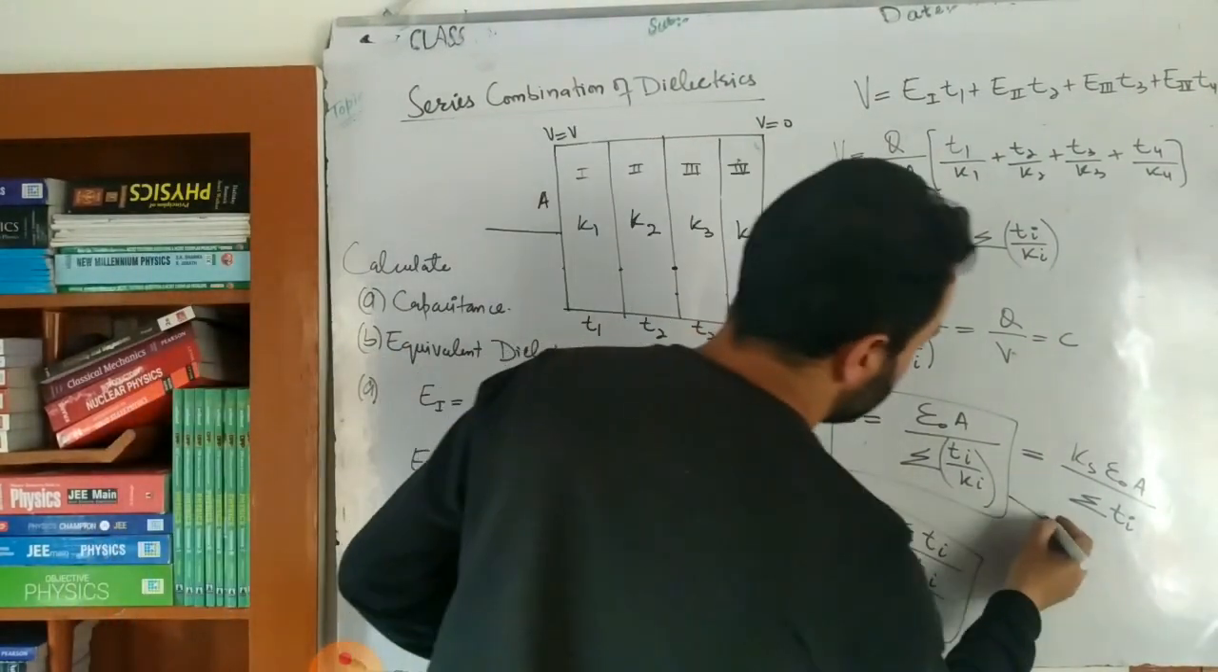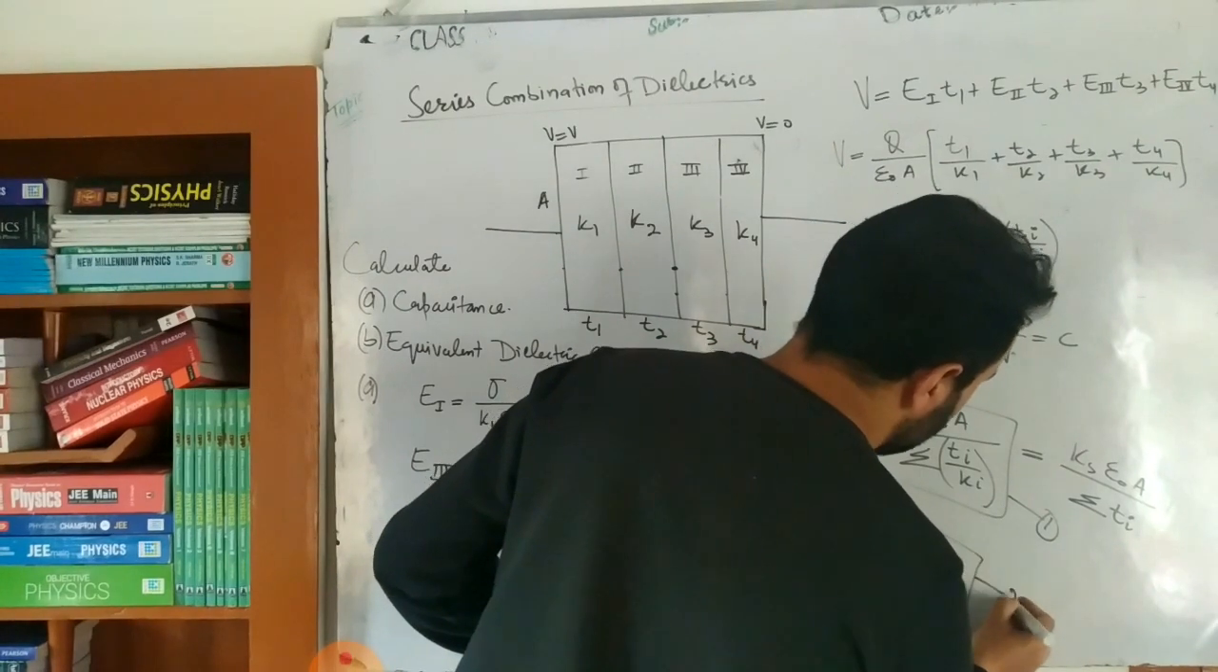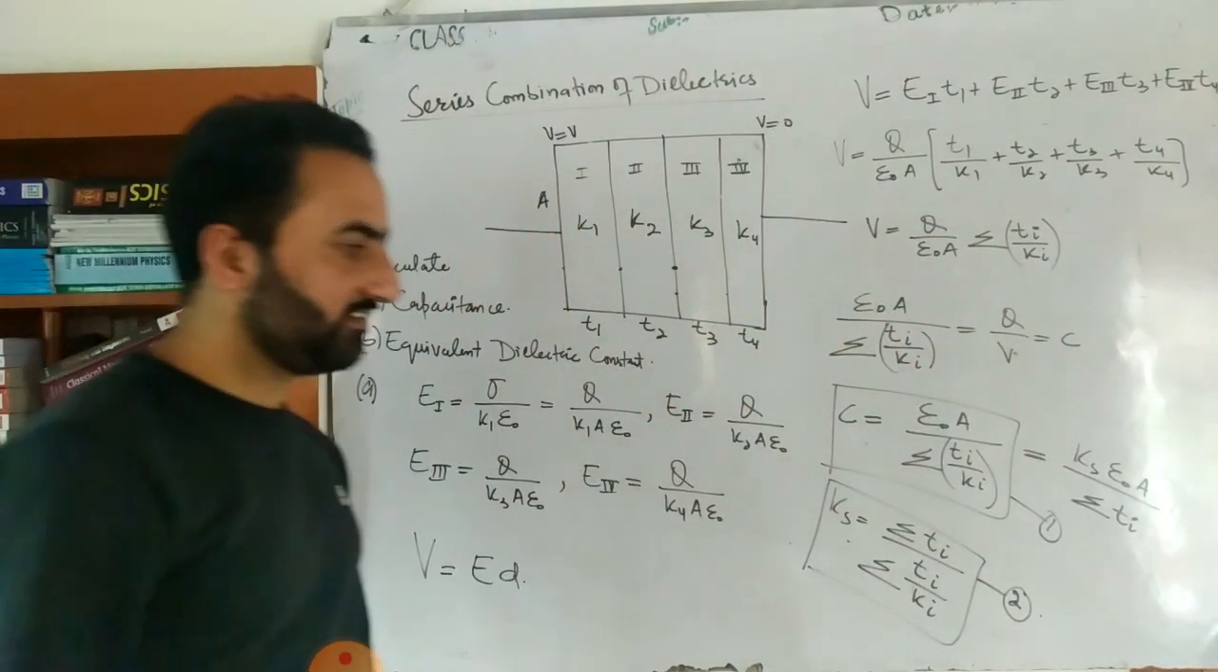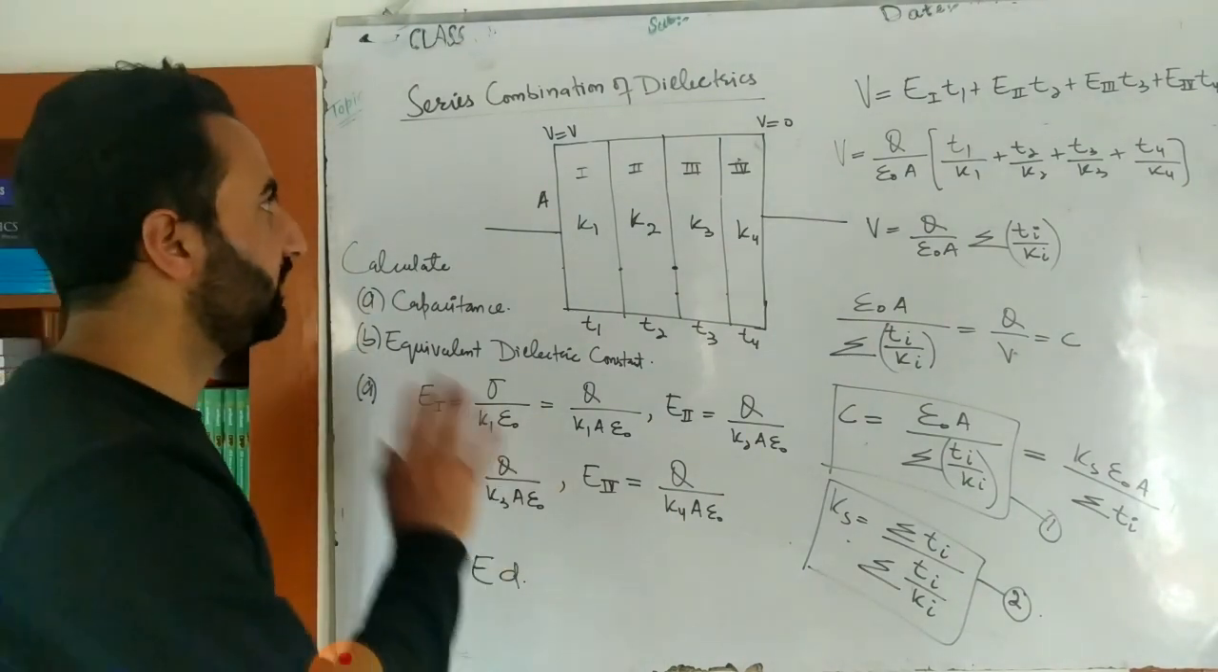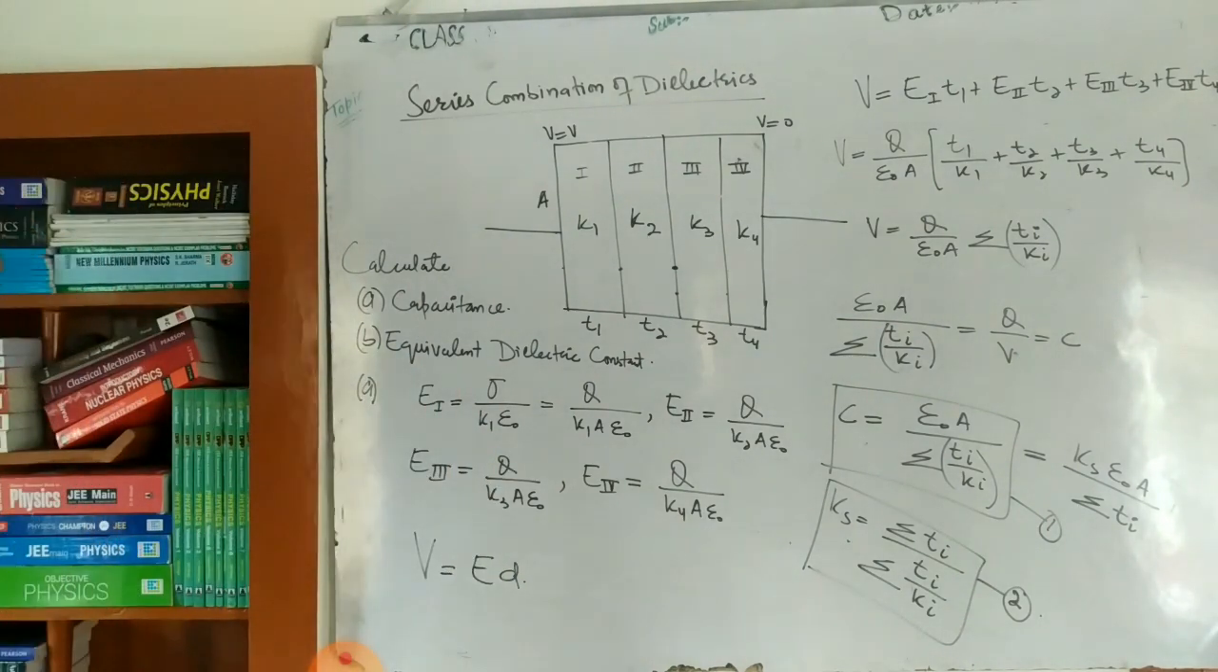So this is equation number first and this is equation number second. Equation number first gives the equivalent capacitance, equation number second gives the equivalent dielectric constant. Okay, write it down. Here again, pause the screen and write it down.